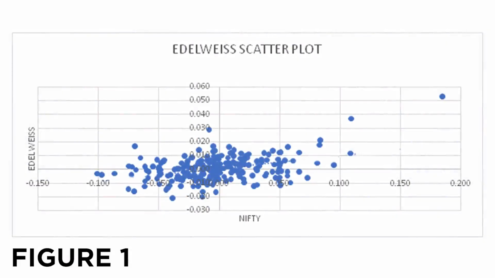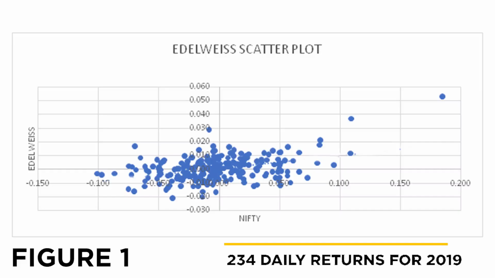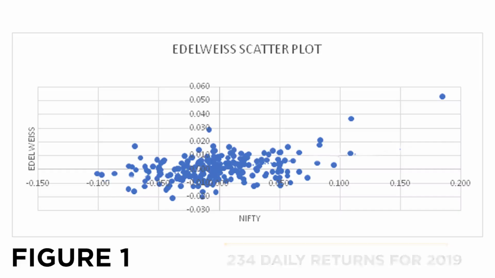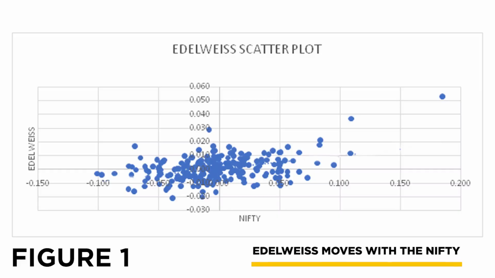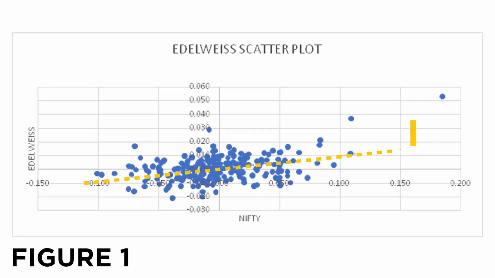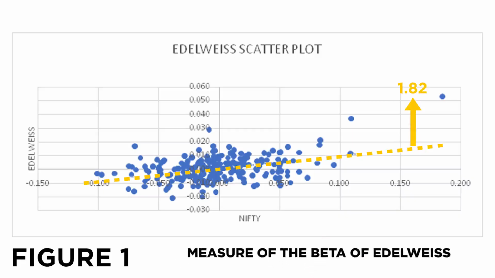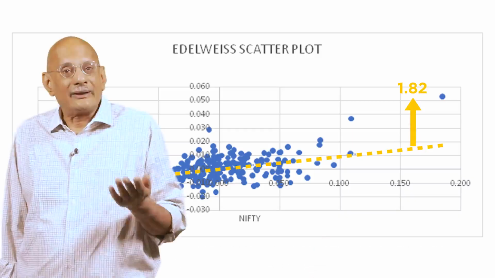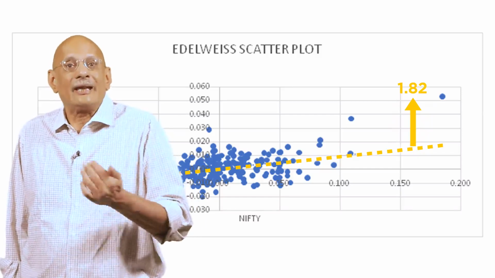Figure 1 shows you a scatter plot of a company called Edelweiss Financial compared with that of the returns to the Nifty index. Each point in that plot represents one pair of daily returns, and there are 234 trading days, all the trading days of 2019 in the various data points. You can see from that scatter plot how Edelweiss returns move with Nifty returns. You can also see a trend line that has a slope of 1.82. This slope is a measure of the beta of Edelweiss, and this is how betas of all companies relevant to some market index would be calculated.